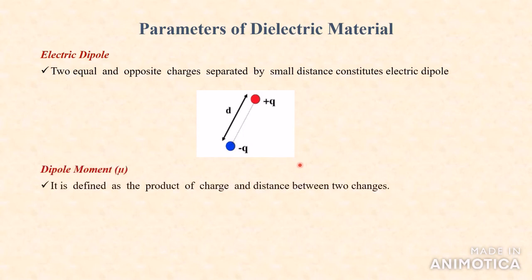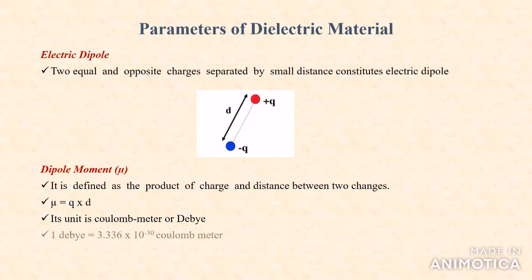So next, dipole moment. Dipole moment is defined as the product of charge and the distance between these two charges. Suppose Q is the charge and d is the distance between these two, then the dipole moment is defined as the product of charge into distance. So its unit is Coulomb meter or debye. So 1 debye is equal to 3.336 into 10 power minus 30 Coulomb meter.